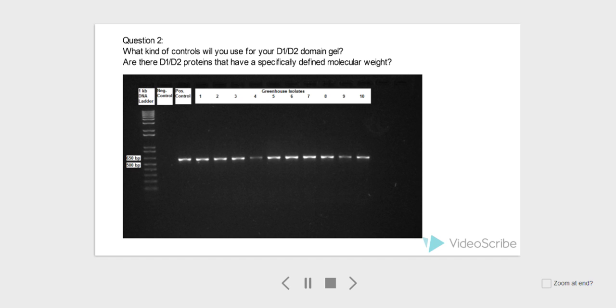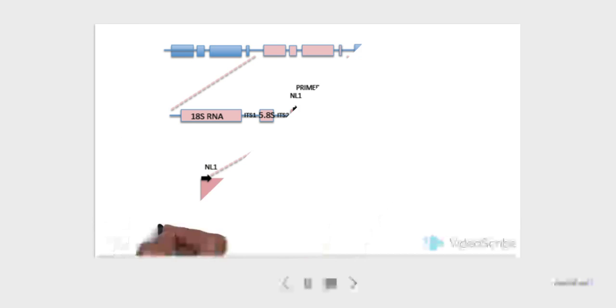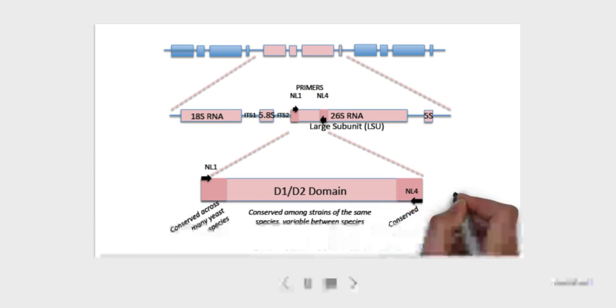There's the negative control, which is just a PCR tube containing DNA but no primers. We expected no bands, and you can see that in lane 2, we didn't get any. And our positive control is a commercial yeast strain known as Saccharomyces biennis. It's well known to contain the D1D2 domain, and you can also see that in the gel. And the branching question was regarding the proteins.